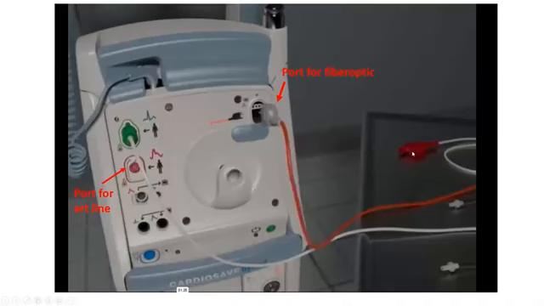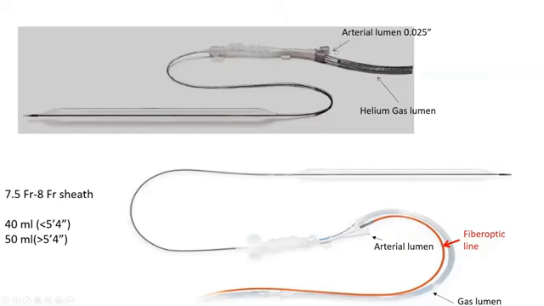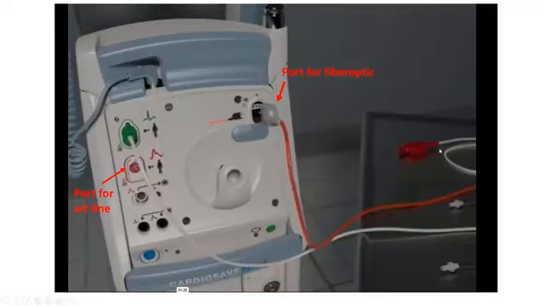Also, that cable and that port for the arterial line may be used if you don't have fiber optic. If you're using a balloon pump that doesn't have fiber optic, and this lumen becomes clotted, you can use that cable and that port and connect them to a radial line that you connect to a transducer, and you connect its transducer to this cable, then to that port. But that is suboptimal.